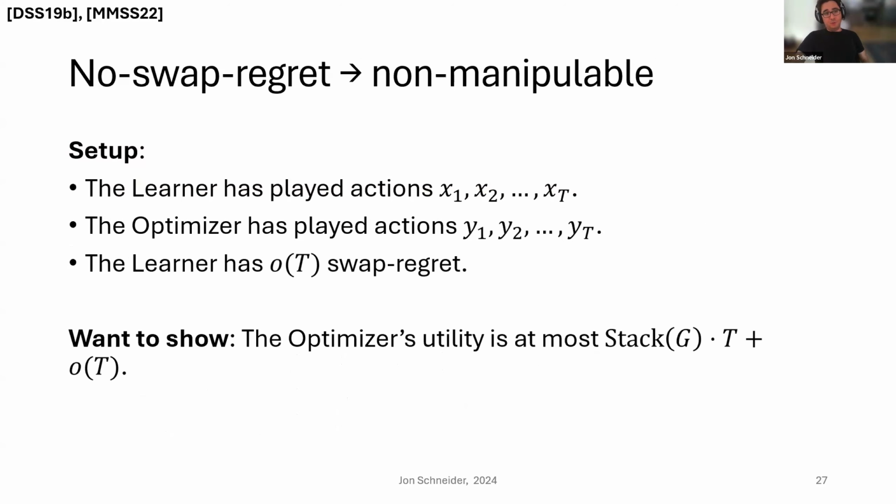Okay, so how do we show that no swap regret implies non-manipulability? Imagine a setting where the learner has played some sequence of actions, the optimizer has played some sequence of actions, and the learner was running a low swap regret algorithm. So this pair of sequences of actions should have low swap regret. What we'd like to show is that the optimizer is getting at most the Stackelberg value of the game.